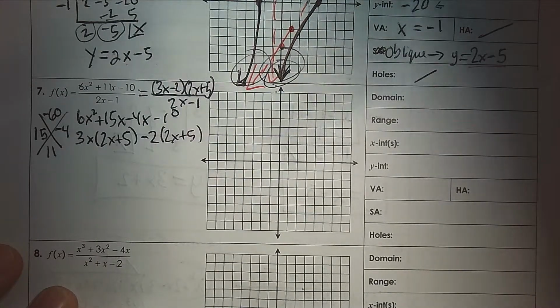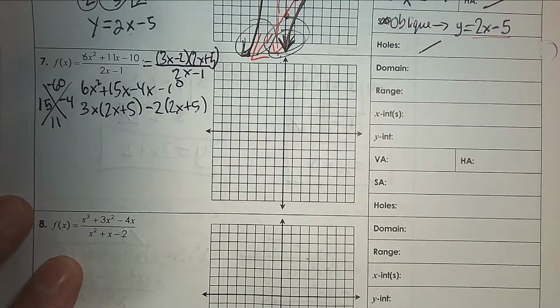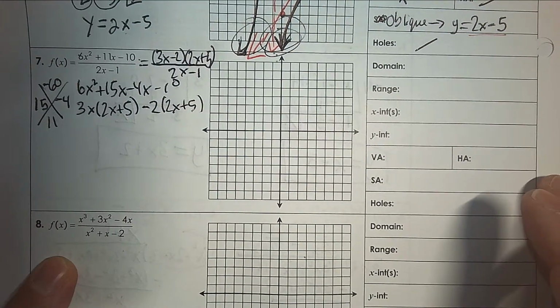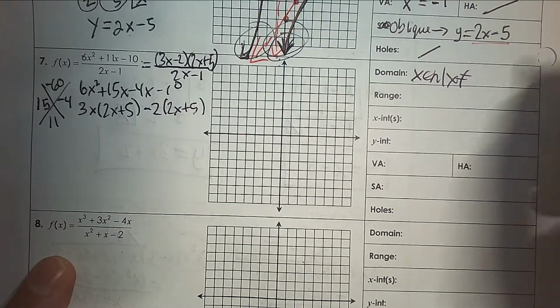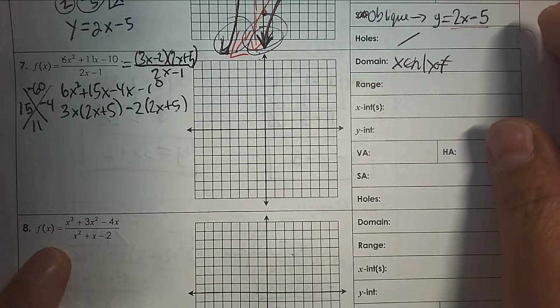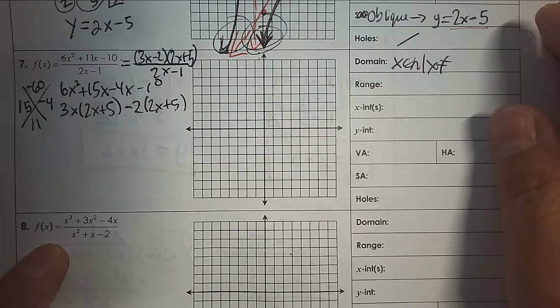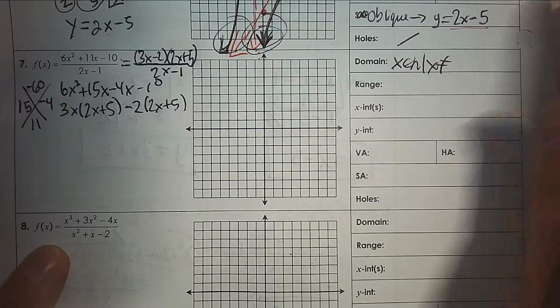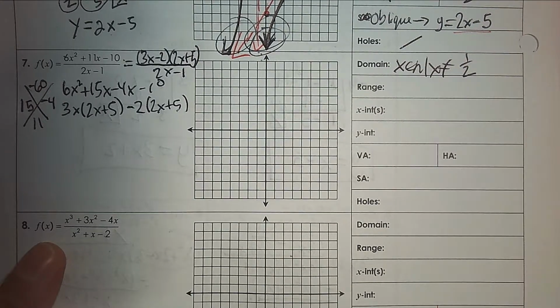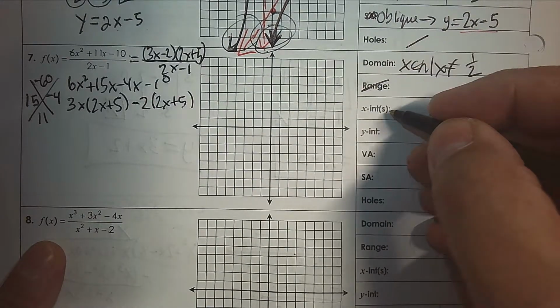Cristobal, what do I do next? Let's do it. What's the domain restriction here? So do you know where you're looking? The bottom, right? What makes the bottom 0? What's the 0 of the bottom? You add 1 and divide by, right? What is it? It's 1/2, right? The range we're not going to worry about right now.